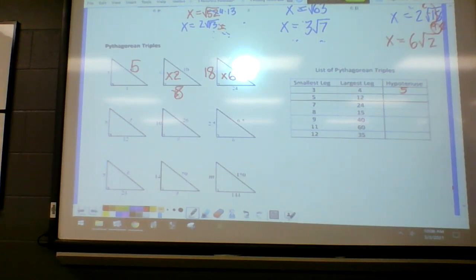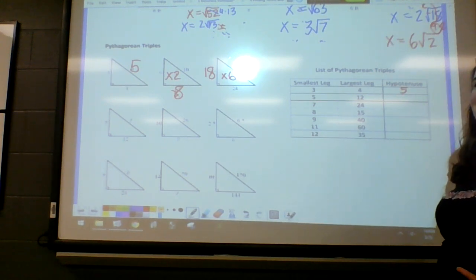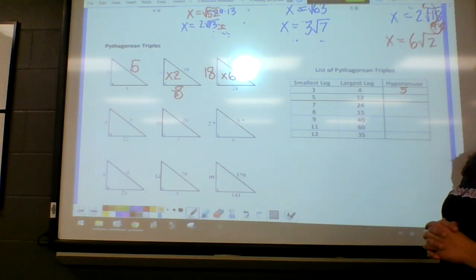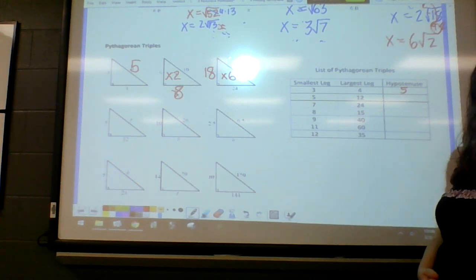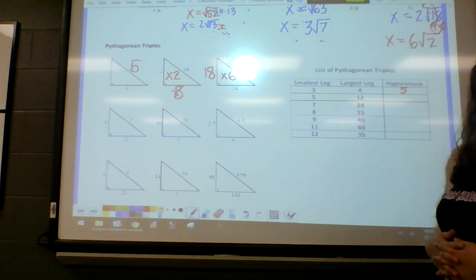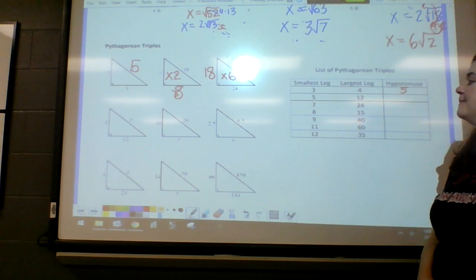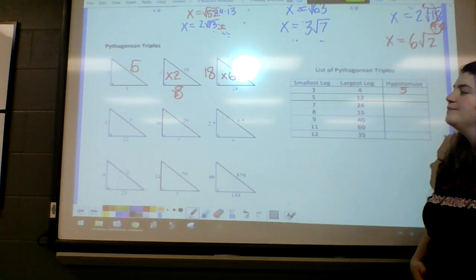All right, so always be on the lookout for 3, 4, 5s. Those can just make your life easier. The nice thing is if you forget, though, the Pythagorean Theorem will work. The next one is a 5, 12. Do you know what the hypotenuse is in a 5, 12? No? So Pythagorean Theorem it real fast, and it will tell you.